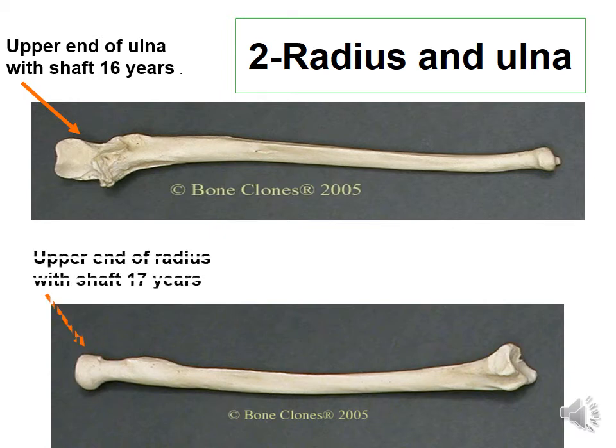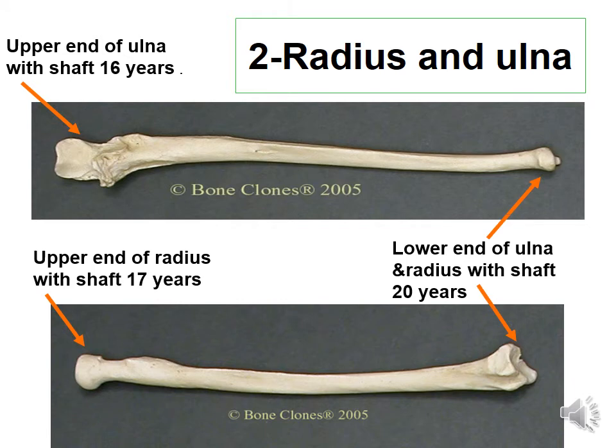On the opposite, the upper end of radius, which is present on the lateral side of the forearm, unites with the shaft at 17 years. It's the same age where the medial epicondyle unites with its shaft. Okay? Both lower ends of ulna and radius unite with shaft at 20 years, which is the same age that head of humerus unites with the shaft.